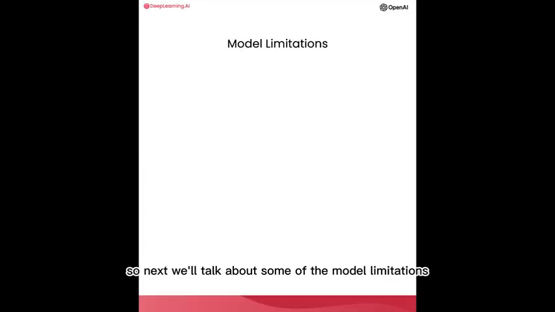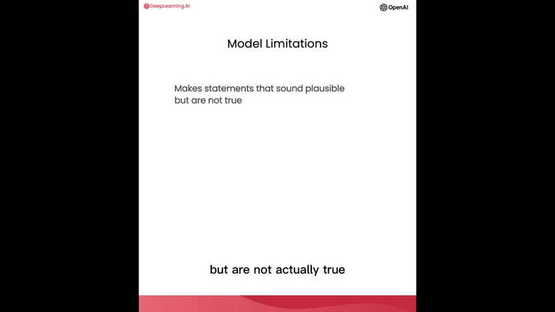So next we'll talk about some of the model limitations, because I think it's really important to keep these in mind while you're developing applications with large language models. So even though the language model has been exposed to a vast amount of knowledge during its training process, it has not perfectly memorized the information it's seen, and so it doesn't know the boundary of its knowledge very well. This means that it might try to answer questions about obscure topics and can make things up that sound plausible but are not actually true. And we call these fabricated ideas hallucinations.